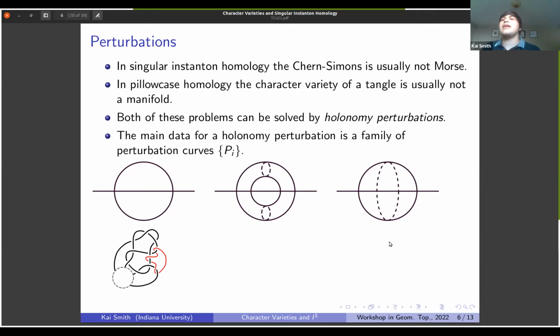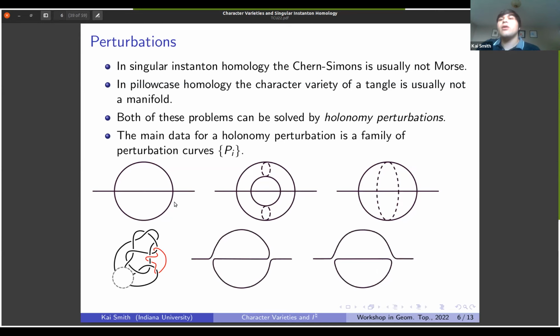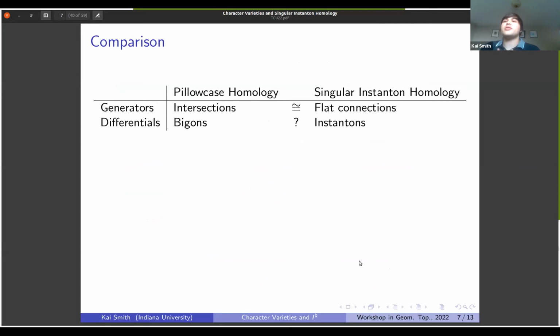The key data for a holonomy perturbation is some family of perturbation curves. For the tangle we were looking at before, this is an example of a possible perturbation curve, just some family of loops in the tangle complement. If you can find a suitable perturbation, that'll smooth out your character variety. For example, this character variety on the left could smooth out in one of these two ways. For both the Instanton and pillowcase homologies, you can always find some perturbation which will make your homology computable.